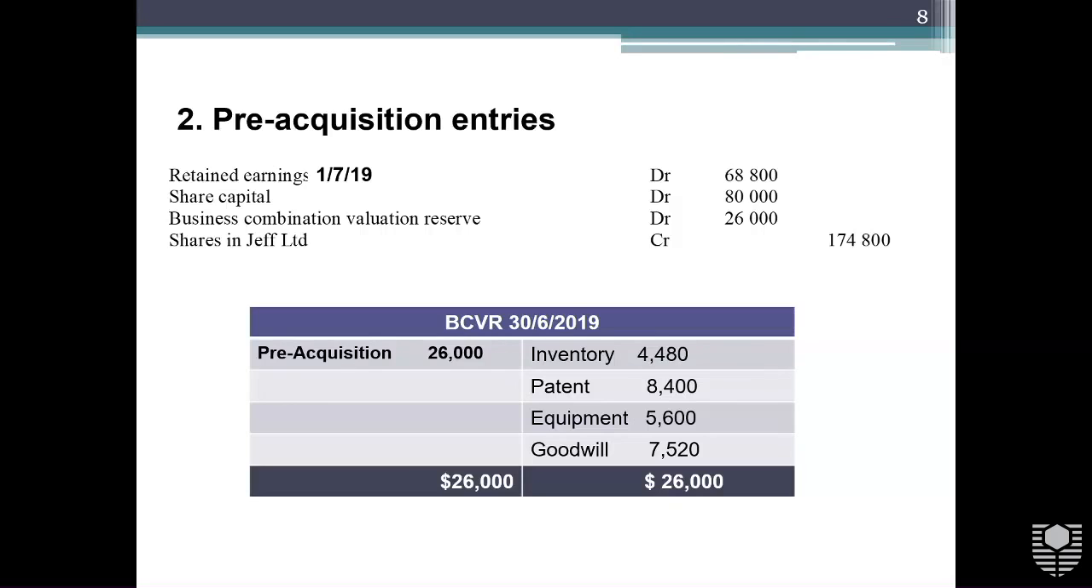So the purpose of our pre-acquisition entry is to bring the equity of the subsidiary to nil and to zero out our business combination valuation reserve and recognise the shares in the subsidiary. Well, adjust for the shares in the subsidiary because the shares in the subsidiary, remember, are currently sitting in the books of the parent. As a debit, we've got to take them out. Right, so what that means is only the assets and liabilities are being reflected in the consolidated accounts.